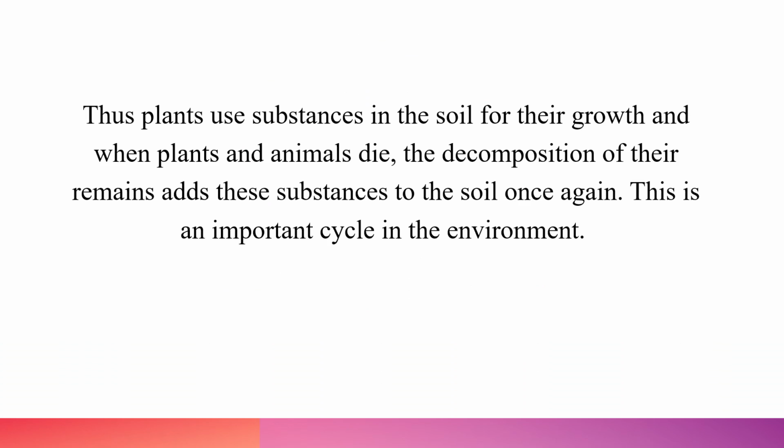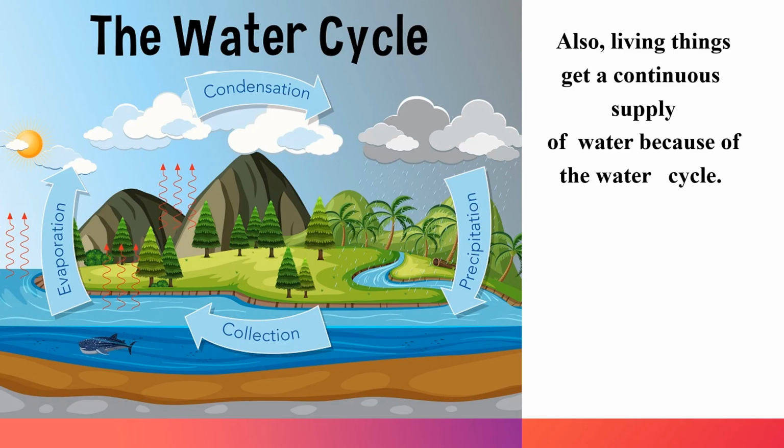Thus, plants use substances in the soil for their growth, and when plants and animals die, the decomposition of their remains adds the substances to the soil once again. This is an important cycle in the environment. Also, living things get a continuous supply of water because of the water cycle.